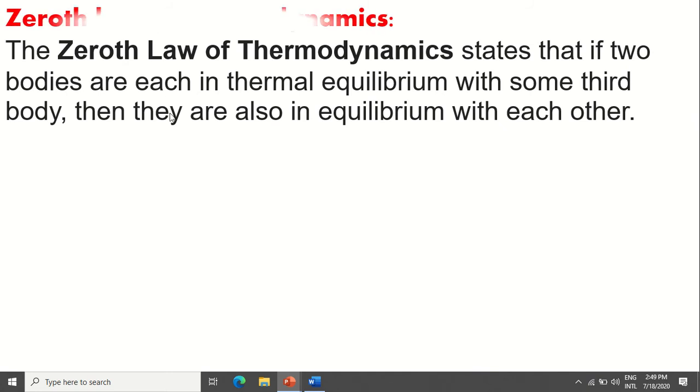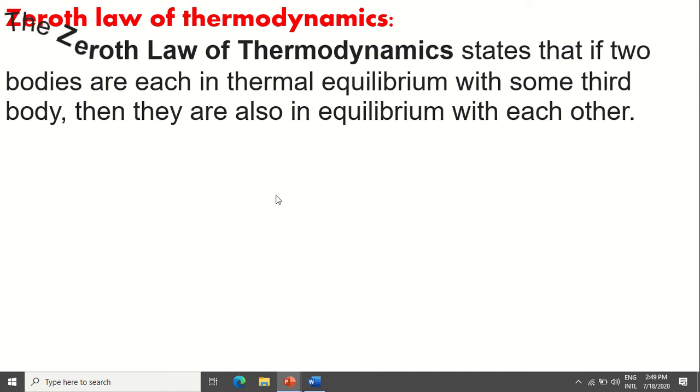Now I will explain the Zeroth Law of Thermodynamics. The Zeroth Law of Thermodynamics states that if two bodies are each in thermal equilibrium with some third body, then they are also in equilibrium with each other. Again, if two bodies are in thermal equilibrium with a third body, then the first two bodies must be in thermal equilibrium with each other. It is called the Zeroth Law of Thermodynamics.